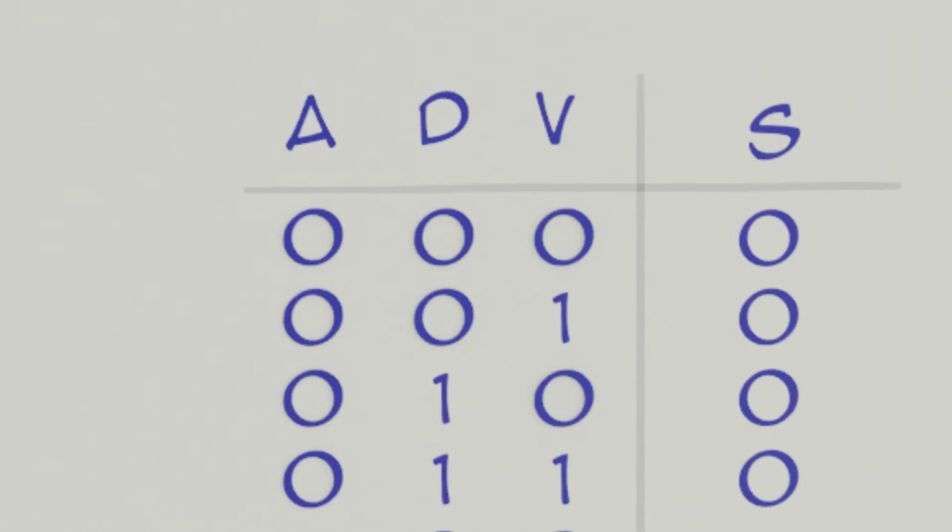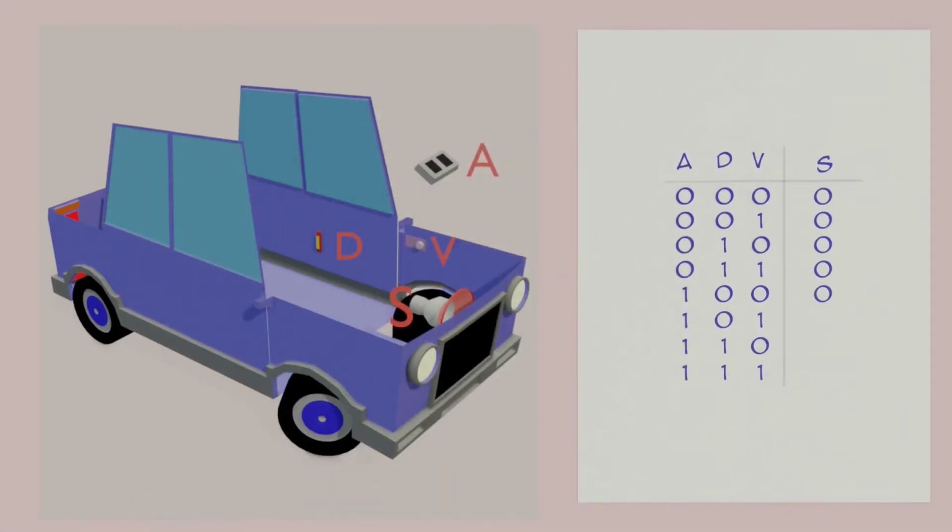We're now left with what happens when the alarm is armed. Taking each in turn, if the doors are closed and there's no vibration, the siren should be off, so it's 0. If the doors are closed and there is a vibration, then sound the alarm, so it's a 1. If a door is open and there's no vibration, then sound the alarm. Finally, if a door is open and there is vibration, then sound the alarm.